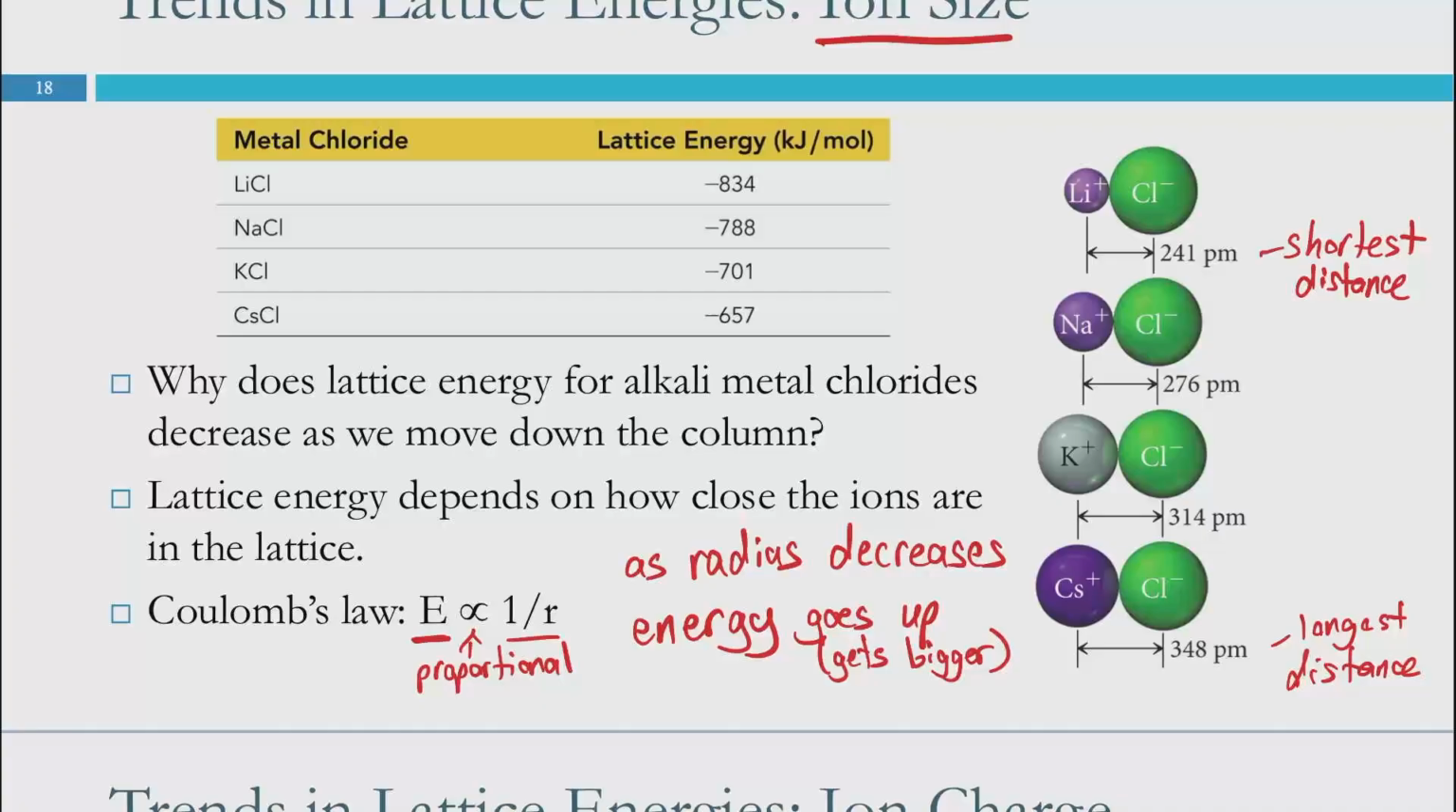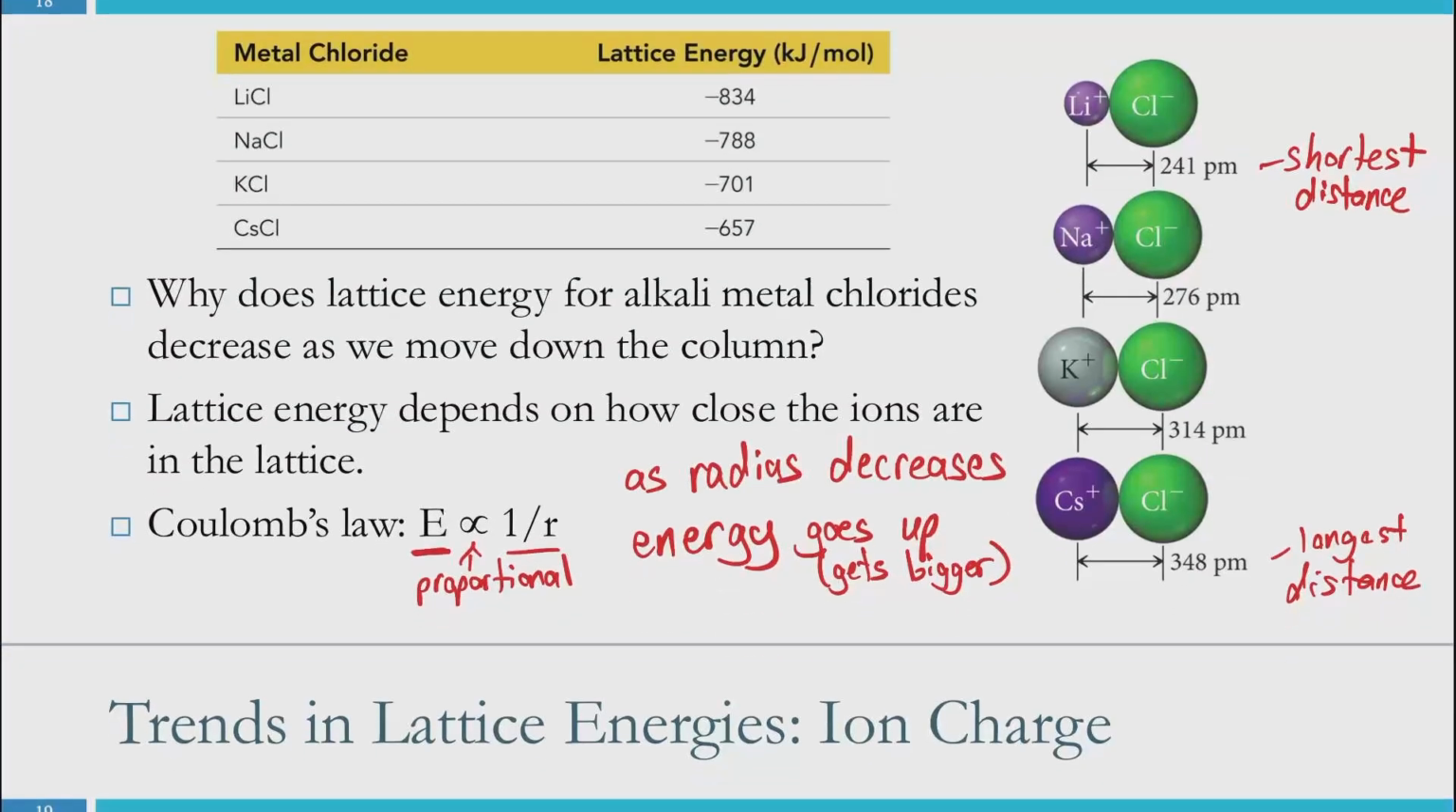So the closer our ions can get to each other, the stronger the energy is going to be, thanks to Coulomb's law, and the greater the stabilization will be. So we expect higher lattice energy for smaller ion pairs.